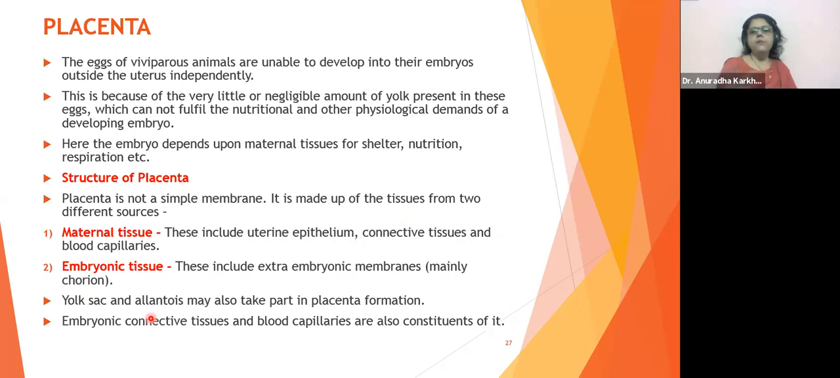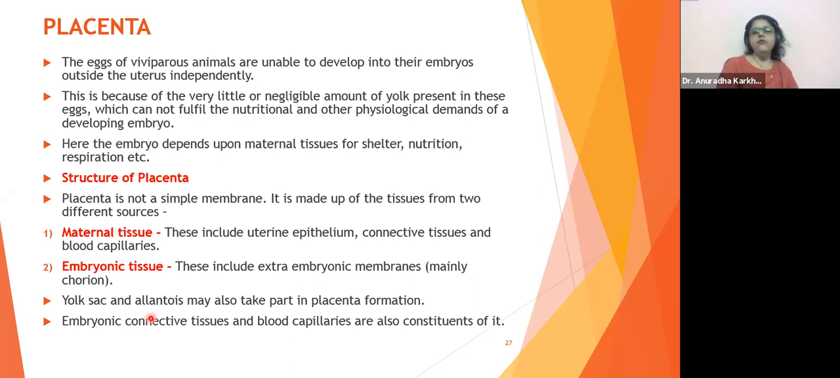Chorion helps in the placenta formation. Yolk sac and allantois may also take part in placenta formation. Embryonic connective tissue and blood capillaries are also constituents of placenta. Okay, now understood what exactly is placenta?